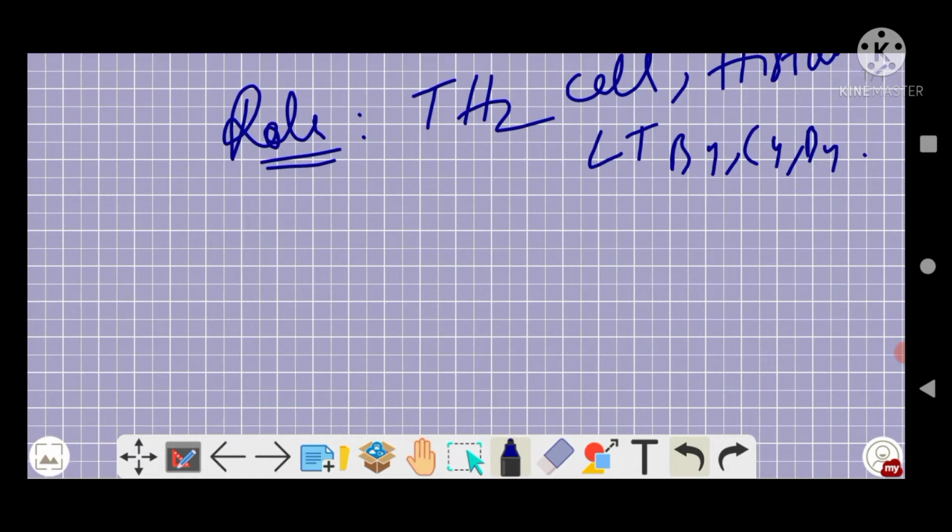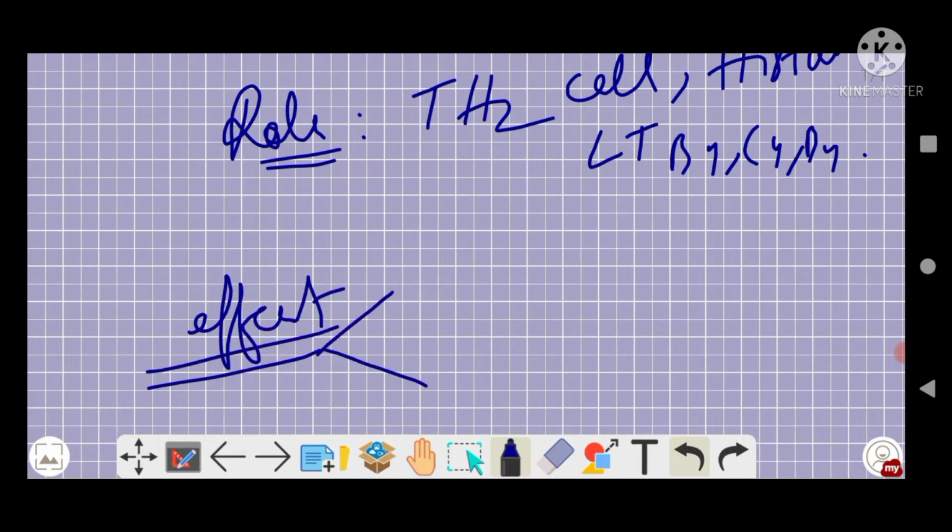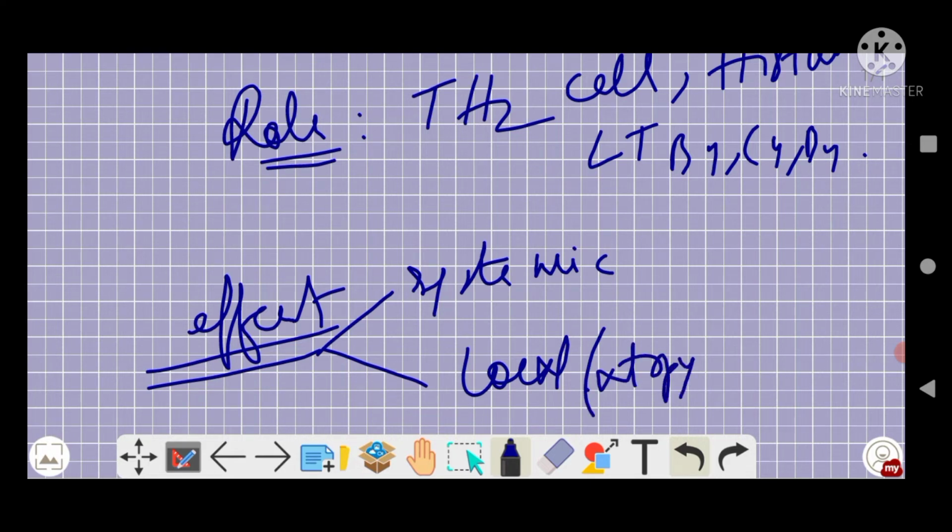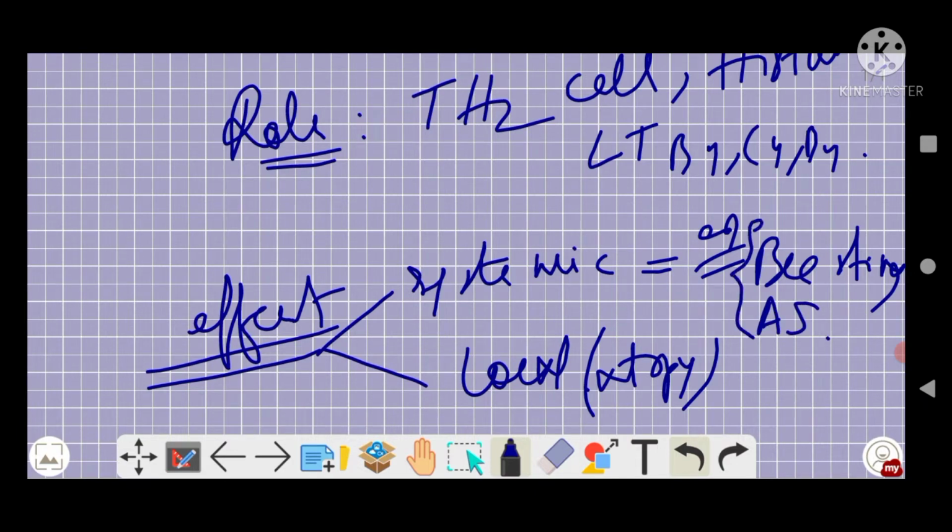Let's talk further about the effects of type 1 hypersensitivity reaction. Here I will also mention examples. We have systemic acute anaphylaxis and local, which is mainly atopy. For systemic anaphylaxis, your example will be a bee sting or some insect bites, or anaphylactic shock. So these are examples of systemic anaphylaxis.